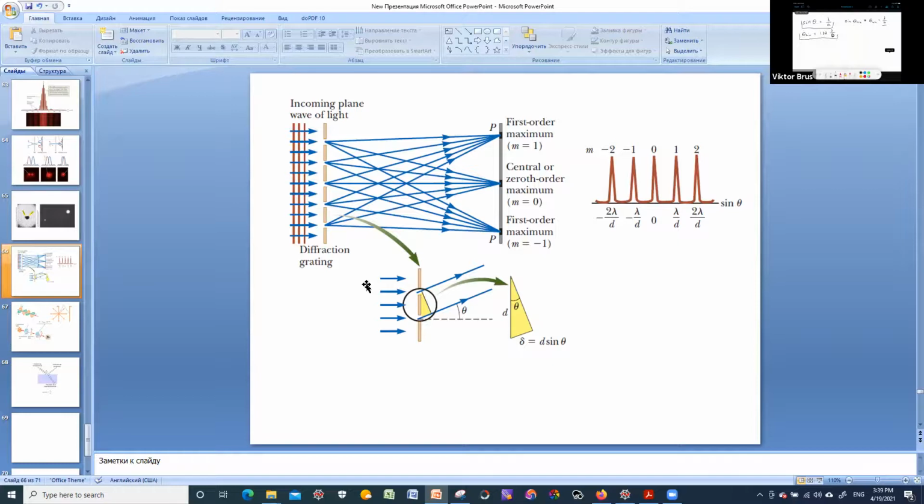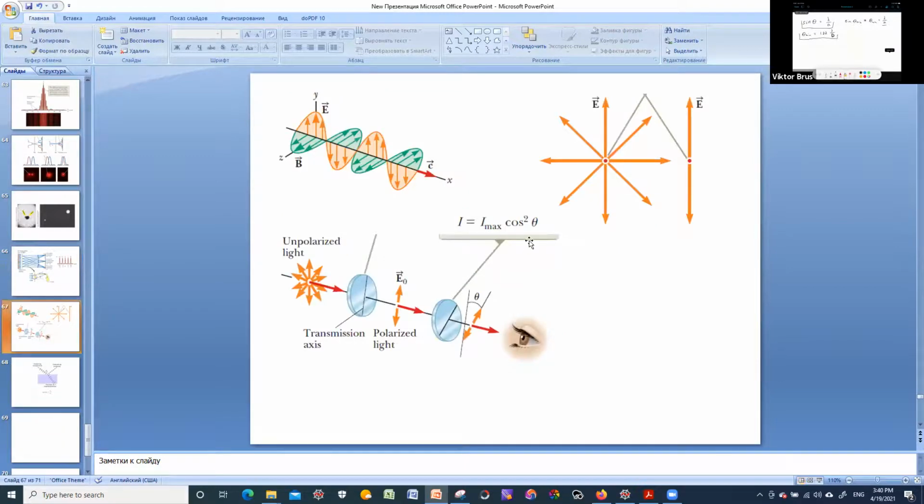So definitely optical spectroscopy is a very powerful scientific technique which allows us to get a lot of information about material composition, structure, and properties. So now one more topic which we're going to discuss is polarization of light.